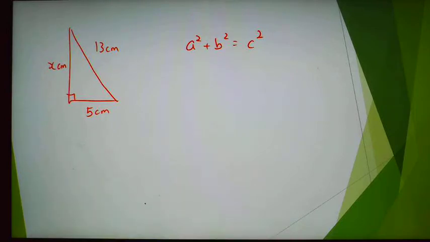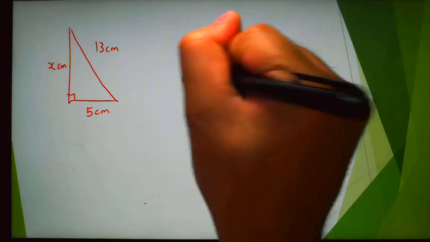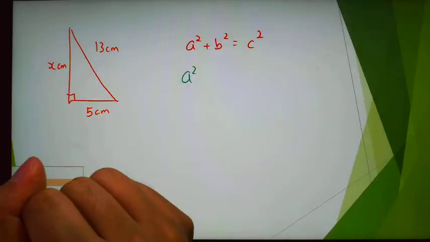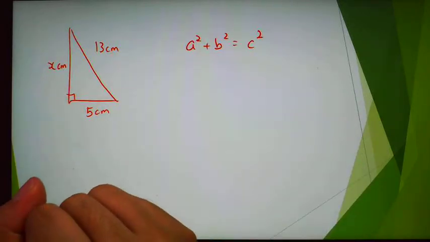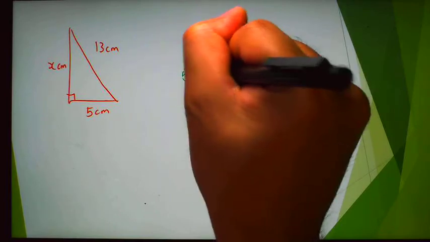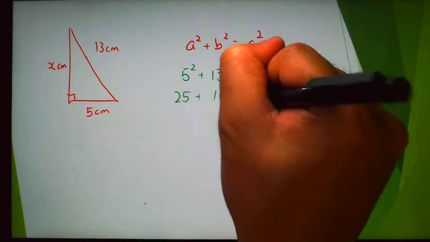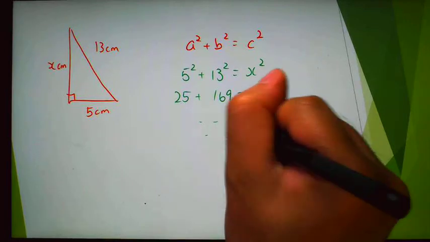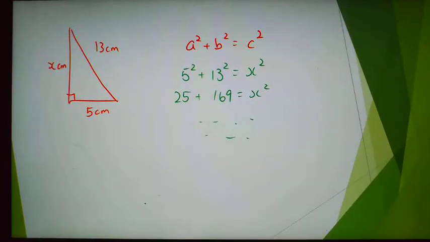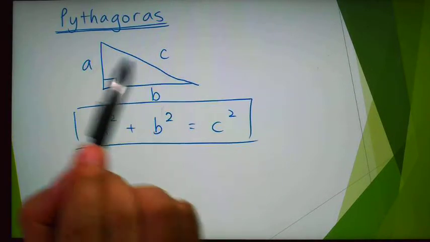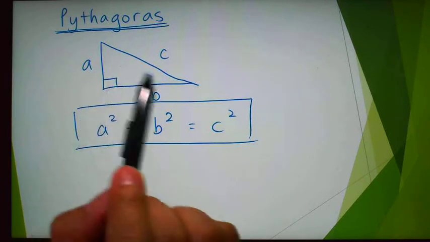Most people make a mistake here. They say 5 and 13 are A and B, so 5 squared plus 13 squared equals x squared, and they calculate 25 plus 169 equals x squared, and so on. Oh my goodness. Don't make this mistake. Look at the question carefully. Ask yourself, which one is A, which one is B, which one is C? Look at this. 13 is the longest side, isn't it? Look at my previous slides. C is the longest side of the triangle, isn't it?